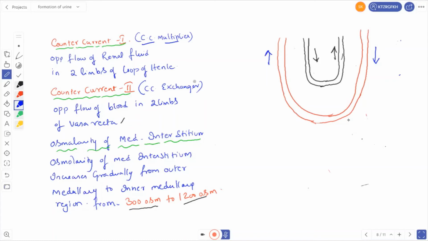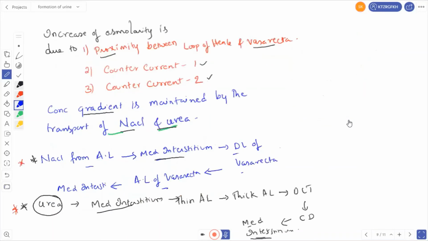Now let us see the osmolarity of the medullary interstitium. The osmolarity of the medullary interstitium increases gradually from the outer medullary region. So here it is 300 and here it is becoming 1200. From the outer medullary region to the inner medullary region, from 300 osmoles to 1200 osmoles. Why it is increasing, I already explained. Because of the movement of water and because of the presence of electrolytes in the loop of Henle. Right. So let us see the next one. Then the increase of osmolarity is due to what? The increase of osmolarity is due to proximity between loop of Henle and vasa recta. So what does proximity mean?